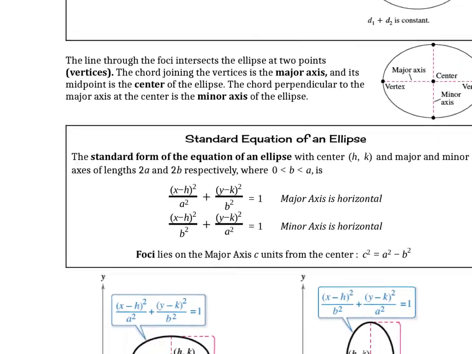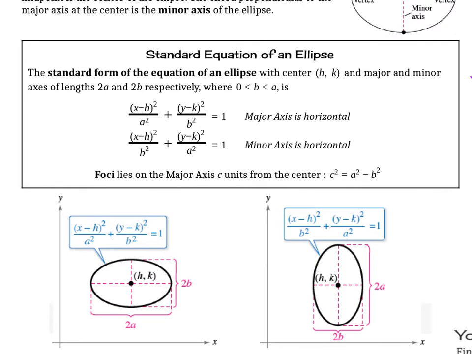Here's the standard equation of an ellipse. The standard form of the equation of an ellipse with center (h, k) and major and minor axes of lengths 2a and 2b respectively, where b is between 0 and a. So you have (x minus h) squared over a squared plus (y minus k) squared over b squared equals 1. Now that is when the major axis is horizontal. Then we have (x minus h) squared over b squared plus (y minus k) squared over a squared equals 1 when the major axis is vertical. So the only thing that's different between the two is the switching of the a and b.